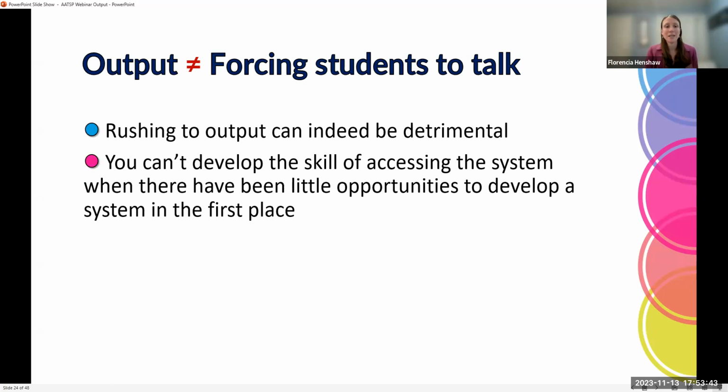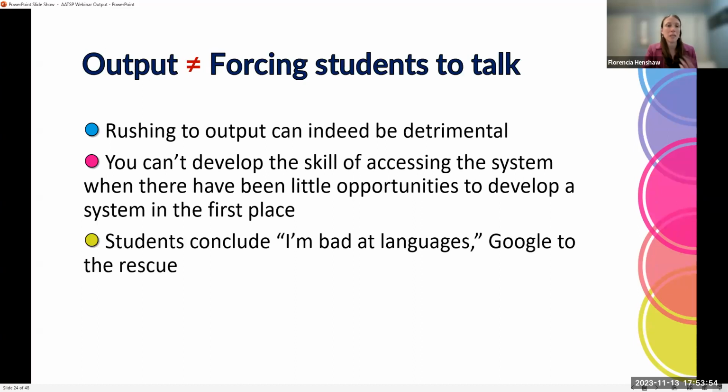We definitely need to give them plenty of opportunities to develop a system in the first place. You cannot develop the skill of accessing something that is not there yet. So we definitely need to help them build a system first. The problem with rushing to output is that students likely conclude "I'm bad at languages" and they just ask Google to translate something for them, right?